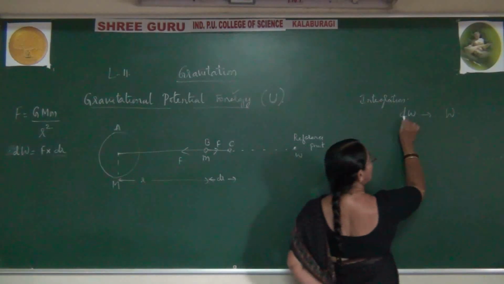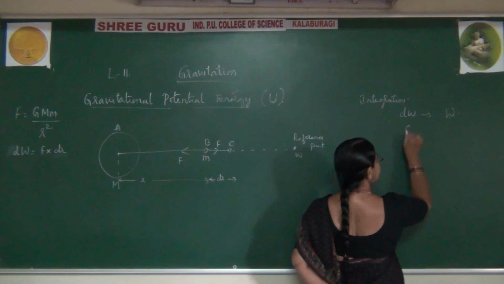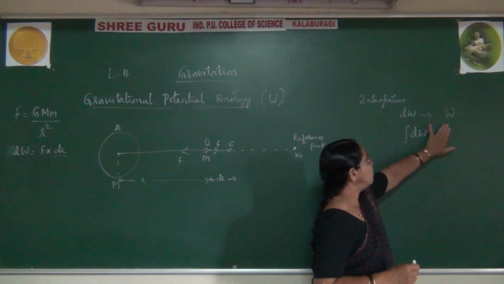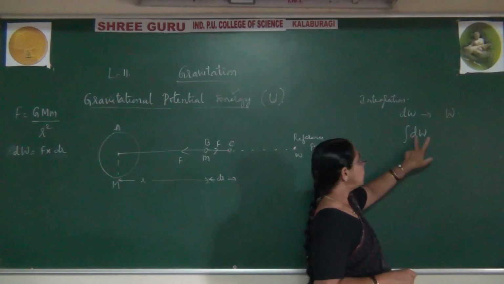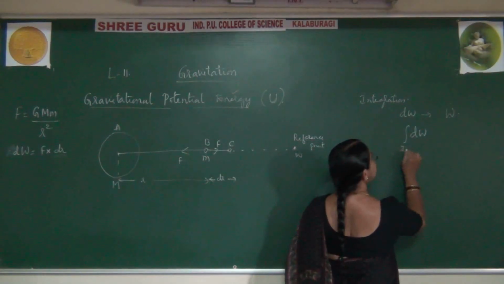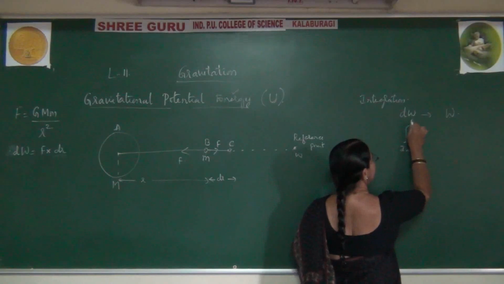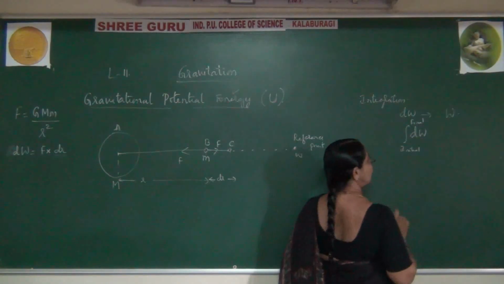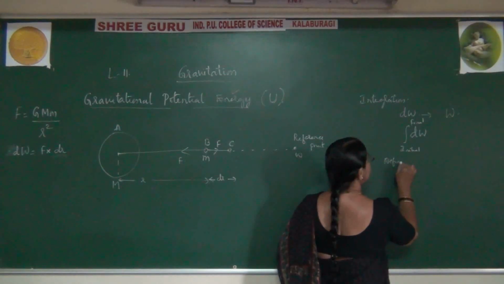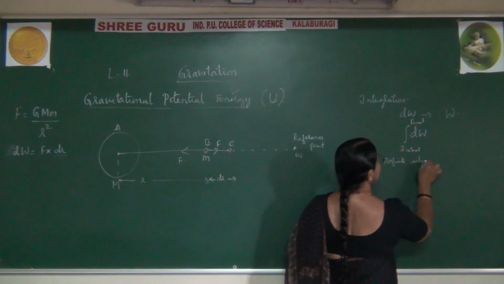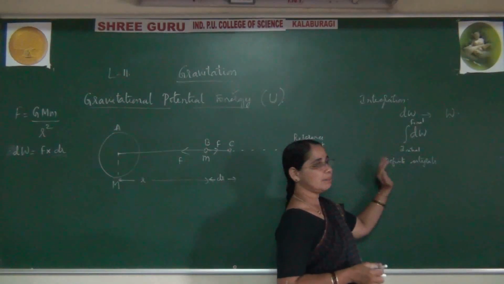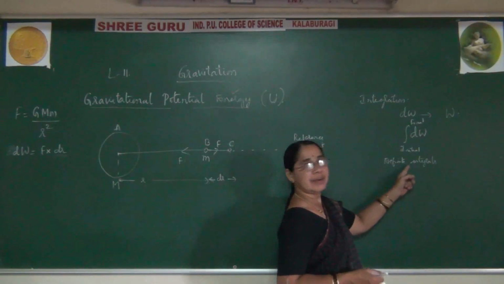When I want dW to be changed to W, I take the help of integration. This dW will become W after integrating. And if I integrate this within limits, then naturally we have an initial point and a final point. At that time we say we are using limits, and we call it a definite integral. Here also we know the position, we are bringing the object from infinity to a certain point, so we take the help of definite integrals.